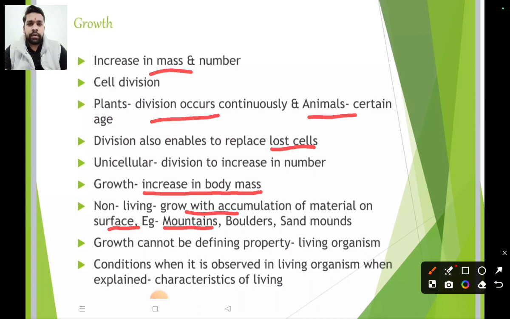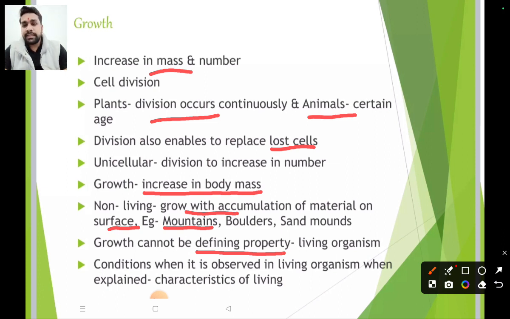So in clear words I can say that non-living things also show growth by accumulation of materials on their particular surface. So by this, non-living also shows growth and living organisms also show growth. So growth cannot be considered the defining property of living organisms. Now you will ask, sir, what is a defining property? Defining property means a particular property or feature which is seen only in living organisms and not seen in non-living things, that is considered the defining property of living organisms.